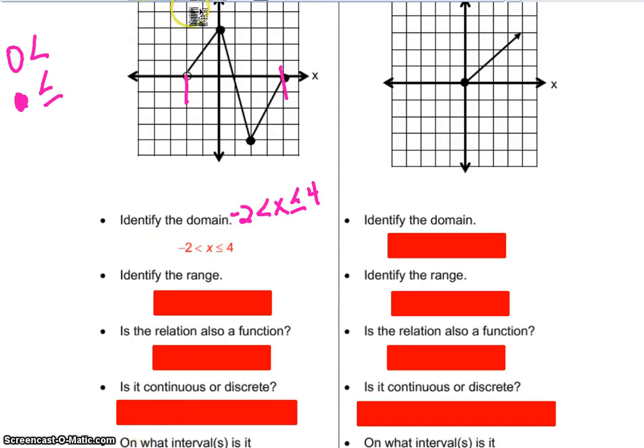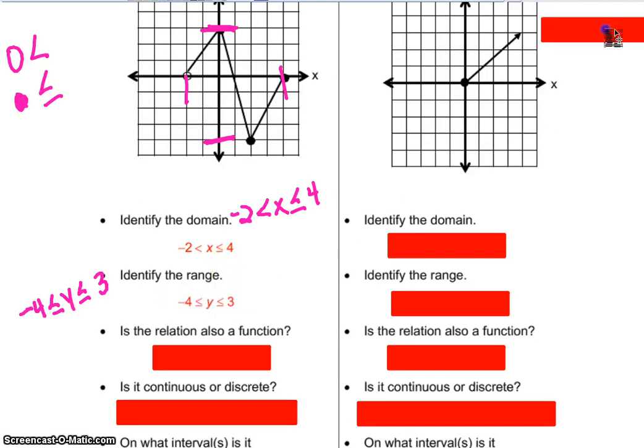Range works the same way, except you're going from bottom to top. So you see how low it went, and you see how high it went. 1, 2, 3, 4. So it got as low as -4. It's a solid circle, so you put a line. Range talks about y. Your top circle was solid, so it gets a line, and count up. 1, 2, 3. So -4 is less than or equal to y is less than or equal to 3.